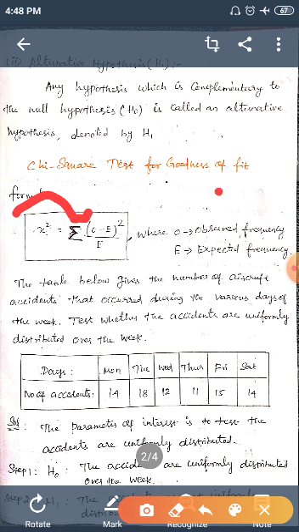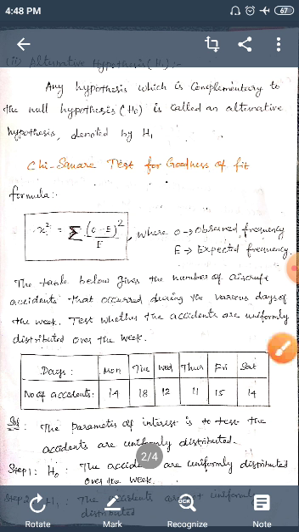First we choose the parameter. The parameter of interest is to test whether the accidents are uniformly distributed. Step 1: the null hypothesis H naught is that the accidents are uniformly distributed over the week. Step 2: the alternative hypothesis is that the accidents are not uniformly distributed, because H naught takes uniform distribution over the week, but H1 takes it as not uniformly distributed.